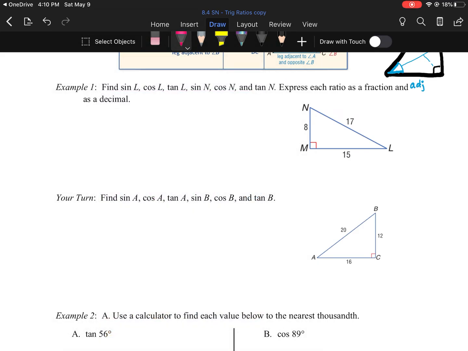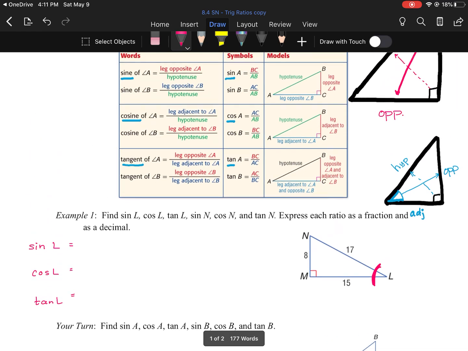It says we have to find the sine, cosine, tangent of L, the sine, cosine, tangent of angle N, and then we have to express each ratio as a fraction and a decimal. Okay. So we are going to start with L, because that's my first one there. So I'm going to put a line through L, the angle, that way I know which one they're referring to. So I'm also going to write all this out. So I have a sine of L, cosine of L, and tangent of L.